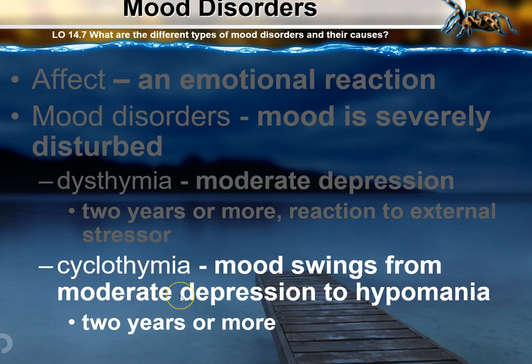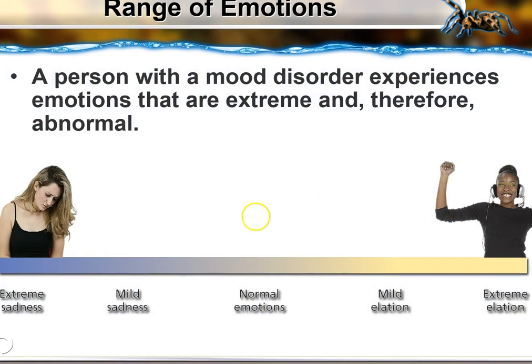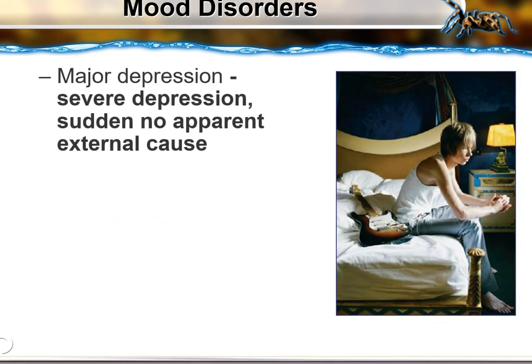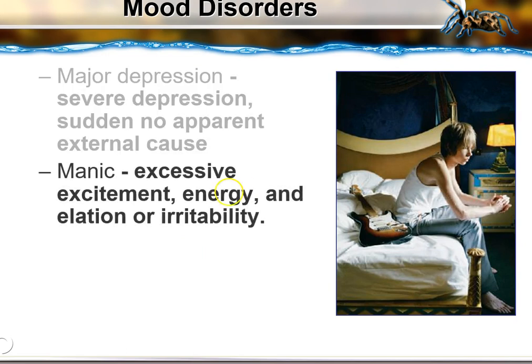So yeah, I don't want to confuse you. I think I misspoke. Dysthymia and cyclothymia are different. Think of dysthymia as a moderate form of depression. It lasts 2 years or more and is directly related to an event, whereas cyclothymia involves mood swings from moderate depression to hypomania. Here you have extreme sadness, which is a great depression, and you have extreme elation, which is a manic episode. And mood disorders would include the severe depression with no cause, whereas dysthymia is directed to an event.